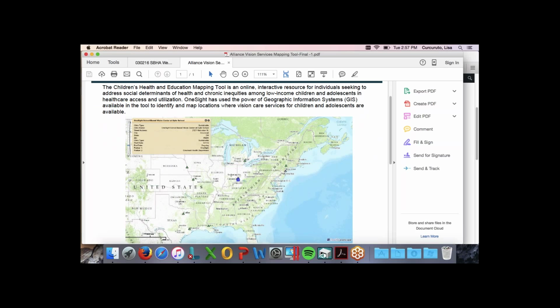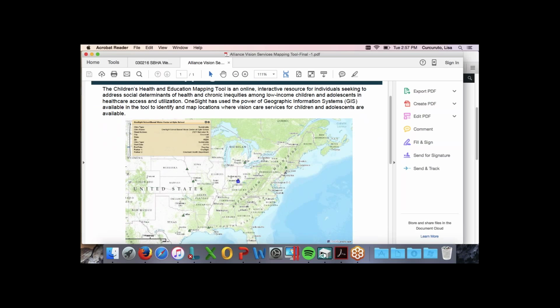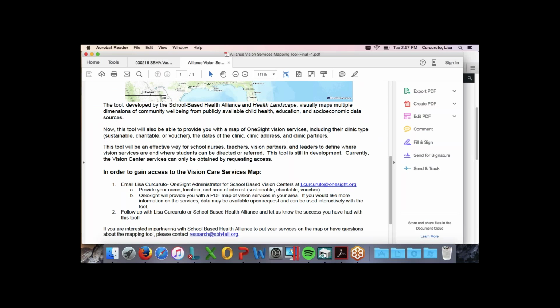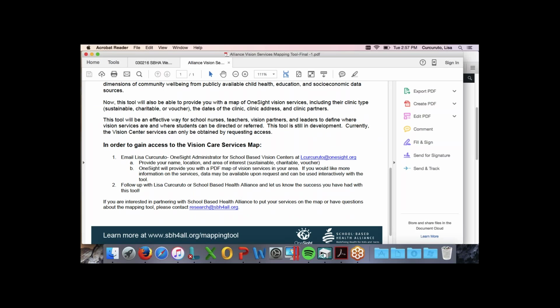For the meantime, if you're interested and you want to learn more about your county, your town, your district, your state, you could follow these instructions. Shoot me an email. We could pull the locations for you and send it back and provide you with a PDF map version of services in your area. And if you would like more information on the services, data may also be available upon request and could be used interactively with the tool.